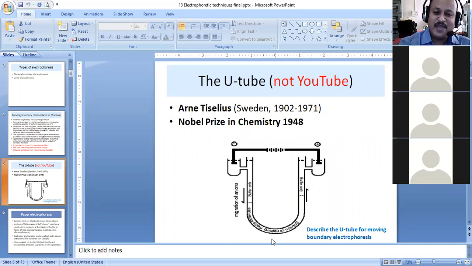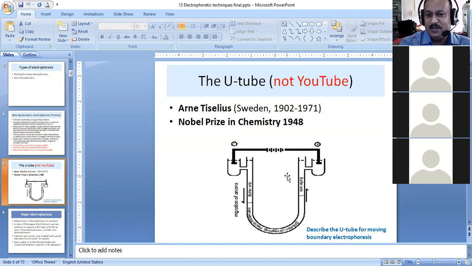Now if I keep my sample components here, what is going to be the problem? If I keep the camera detection at the center here, then what will happen? Boundary formation. See, what happens is, suppose I'm adding the sample from this side. Can you see my cursor?